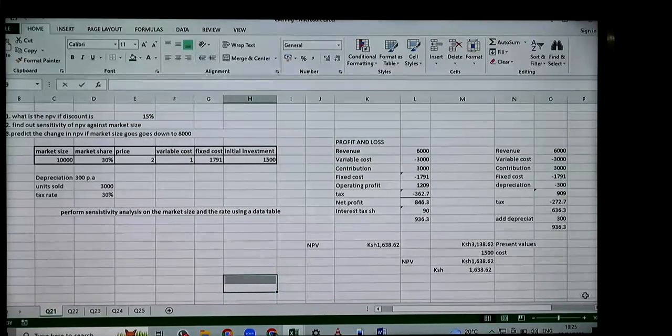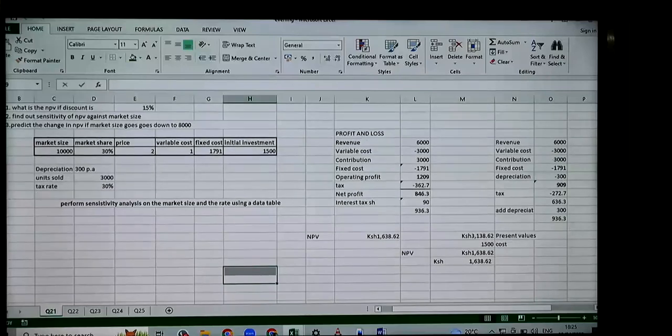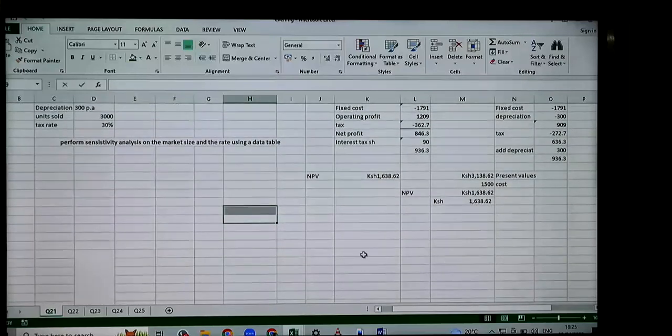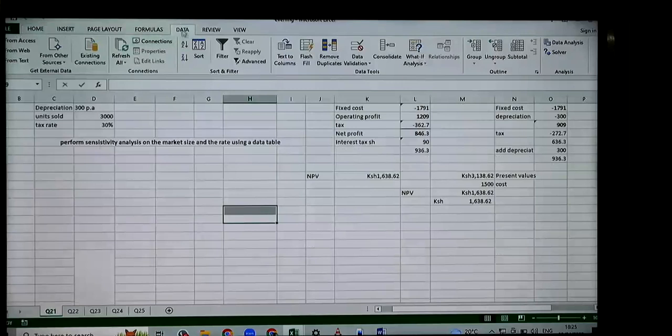So we'll go to create a sensitivity analysis table. To create a sensitivity analysis table, we'll use the data table under the data function here, the data bar. You come to what-if analysis, then you go to data tables. And for your data tables to work, your data analysis and the solver must be activated. It's the Excel add-ins. So for our data table, because we have been asked about the market size and the rate using the data table.